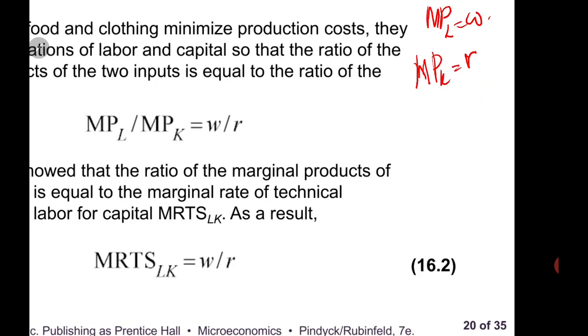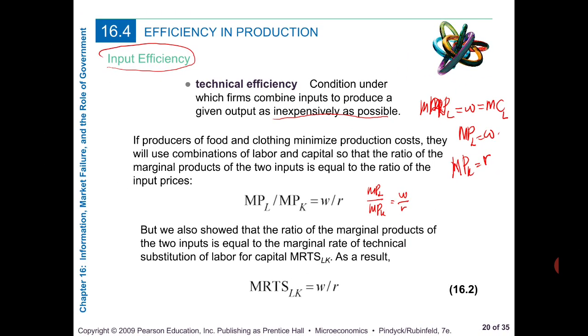So if you put them together, it will be MPL over MPK equals W over R in equilibrium, when you have more than one input. But we also showed that the ratio of the marginal products of the two inputs is equal to the marginal rate of substitution, the marginal rate of technical substitution of labor for capital, which is MRTS. MRTS is equal to W over R. You would change from using labor to using capital if the marginal rate of substitution is equal to the ratio of the price of labor to the price of capital.